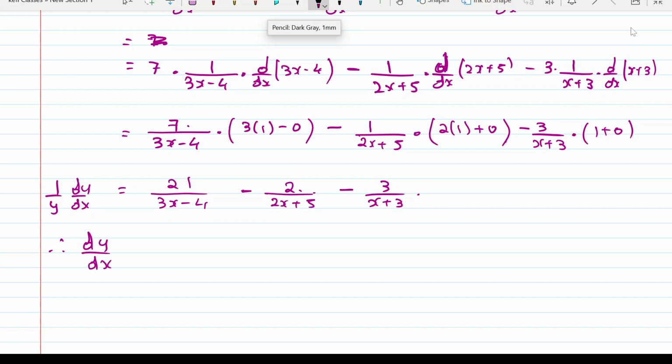So our third step is done. We have solved the derivatives. Now comes the fourth step, that is y into 21 upon 3x minus 4 minus 2 upon 2x plus 5.